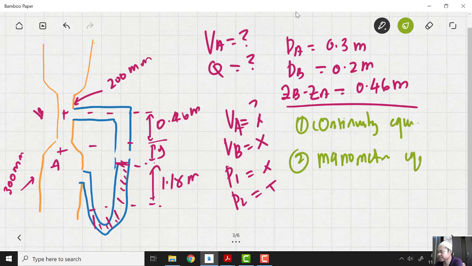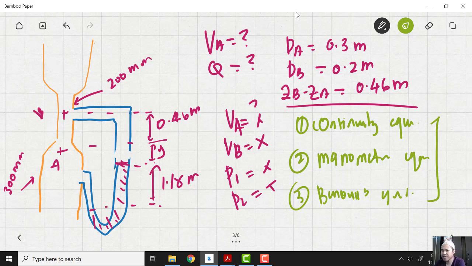Manometer equation. And third one, you need Bernoulli equation. So you need to combine all the three equations in order to find VA and Q. Okay, what is the use of continuity equation? Continuity equation we can use it to find the velocity.